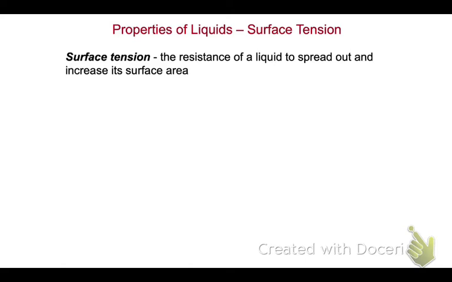And they want to get close to each other, and this is why they end up making spheres rather than spreading on a surface. The stronger the intermolecular force, the higher the surface tension. No wonder water is always going to be spheres, right? Because they have hydrogen bonding. Hydrogen bonding is a very strong intermolecular force.